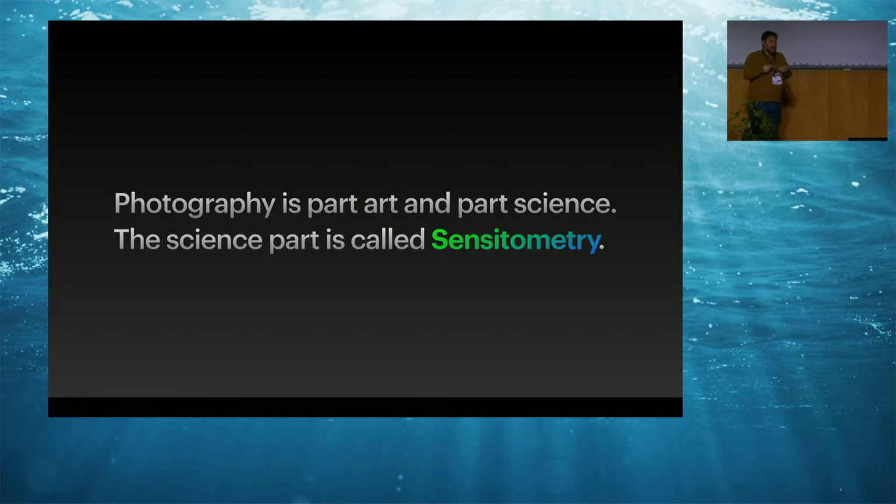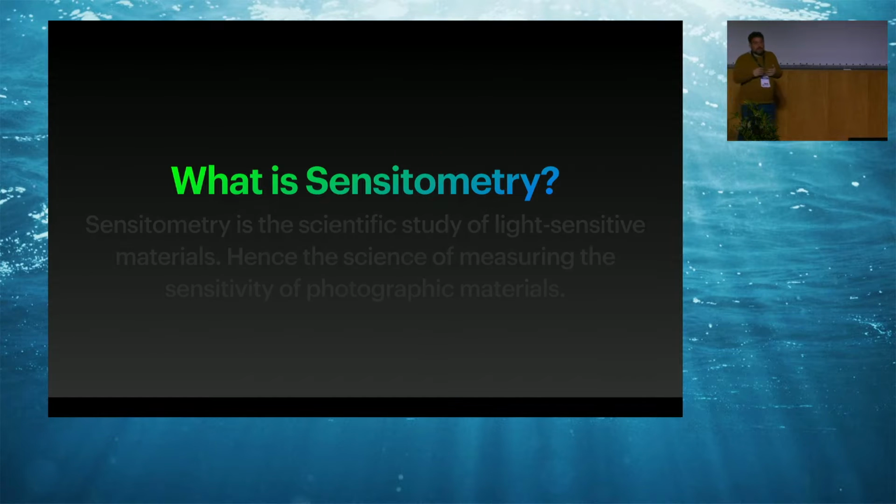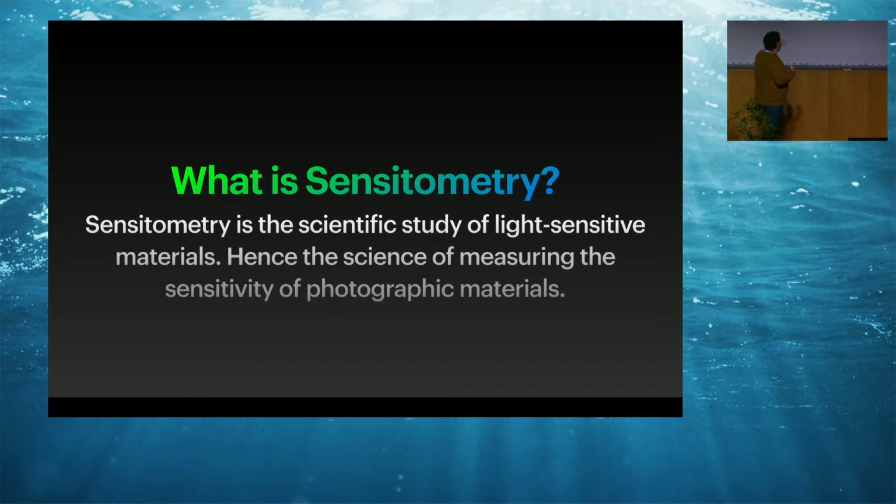So we need to address the first thing, which is the main question. What is sensitometry? Sensitometry is the scientific study of light-sensitive materials, hence the science of measuring photographic materials, and so on. So it's just the study of how materials react to light, because certain materials, more than others, react to light. For instance, silver, the main material that cinema was made of.